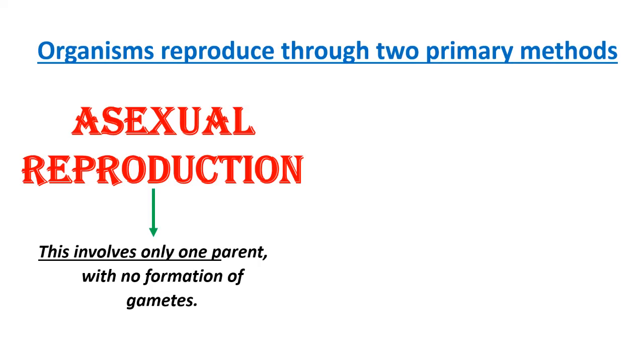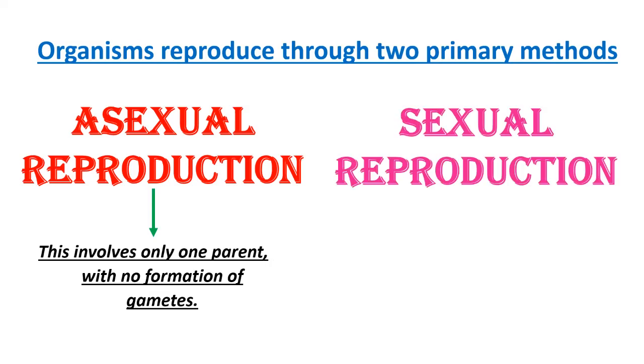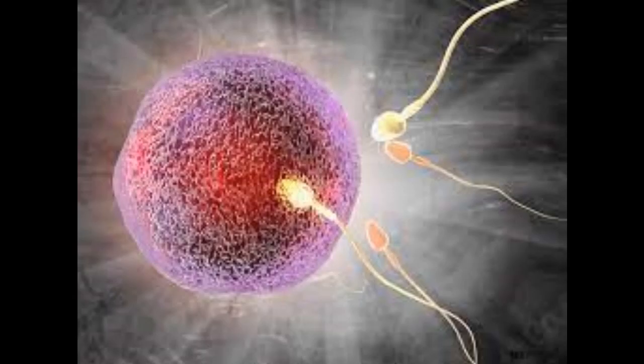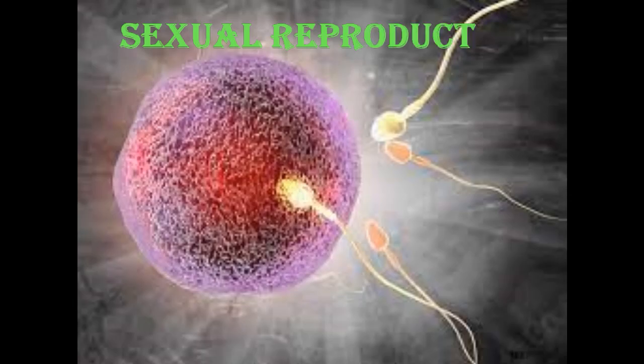Organisms reproduce through two primary methods. Asexual reproduction: this involves only one parent with no formation of gametes. Sexual reproduction: this requires two parents and involves the formation of gametes. Meiosis plays a key role in this process. So, let us study more about sexual reproduction.